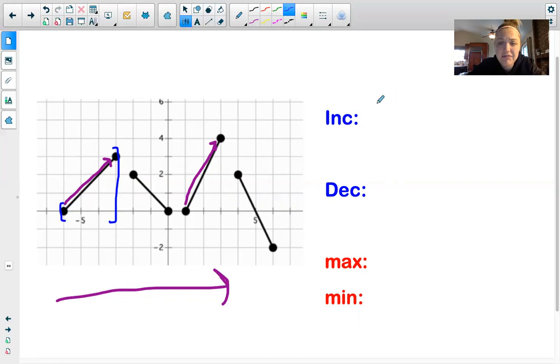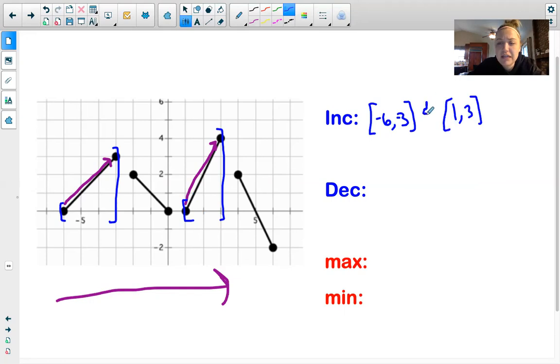So I would say from -6 to -3. And let's see, the second section starts at 1 and it goes all the way to here, which is 1, 2, 3. So I go from 1 to 3. Hard brackets on both of those.